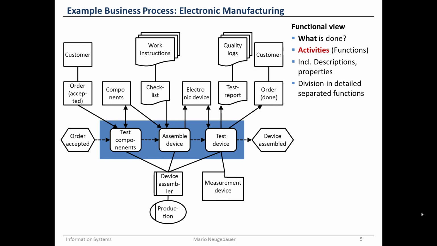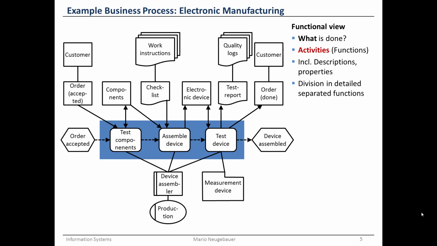So let's first take out the important components for our functional view. The functional view concentrates on what is done, on the kind of activities. So when you see here the process with the 3 steps: test components, assemble device, and test the device, that means that you somehow have to have a support for these activities in your ERP system, in your enterprise information system. So the first step maybe is to test the components, and in this step, what would you do?